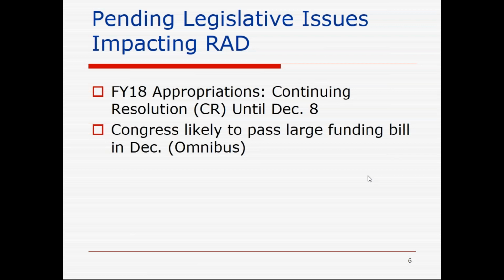But I think you may have heard that Congress did pass a continuing resolution, which basically means that they punted. The fiscal year ends September 30 for FY17, and they did not do their job and get the bills completed for FY18. So the result is a continuing resolution, which basically funds the government at FY17 levels. Now that continuing resolution goes until December 8th, at which time we expect that Congress will likely pass a large funding bill. We call that an omnibus bill.